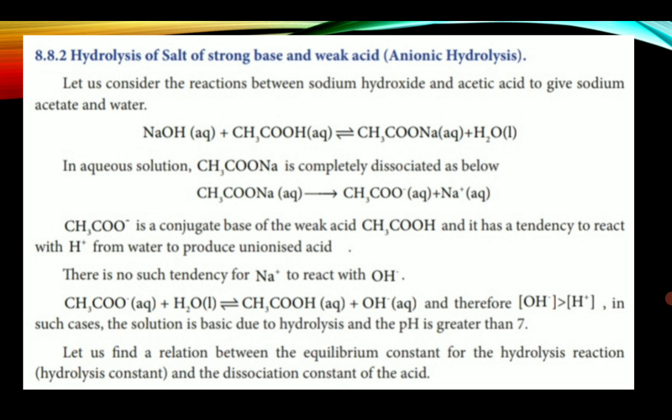In this salt, CH3COO- is the conjugate base of a weak acid. Acetic acid is a weak acid, so CH3COO- has a tendency to react with H+ to form the unionized acid. Now just see the equation given below: CH3COO- plus H2O gives acetic acid CH3COOH plus OH-.